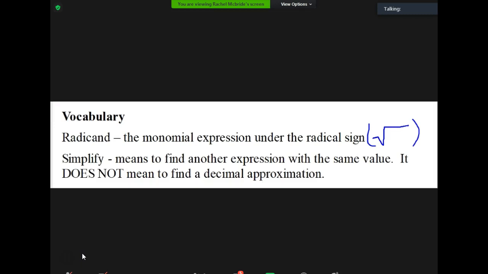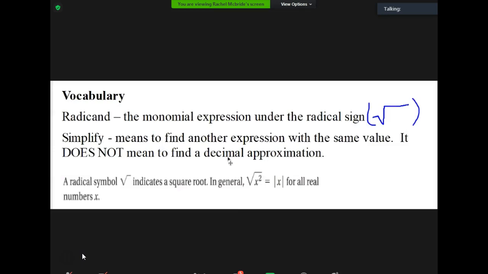The radical symbol indicates a square root. And in general, it's important to know that the square root of x squared is the absolute value of x for all real numbers.